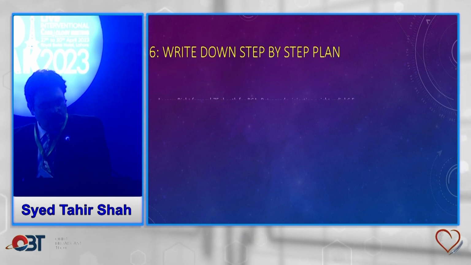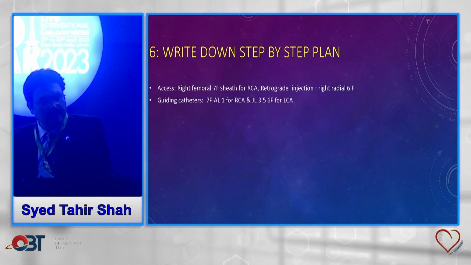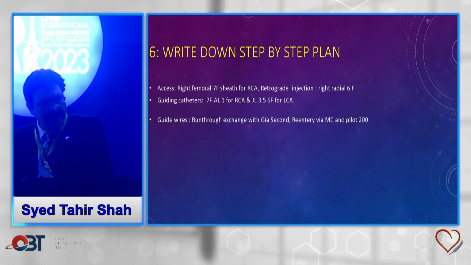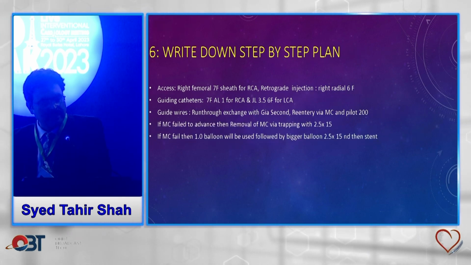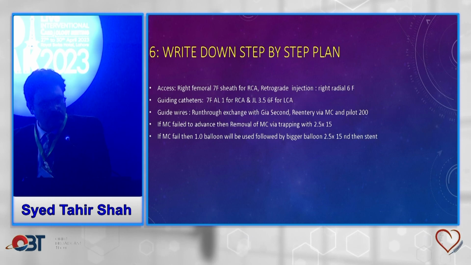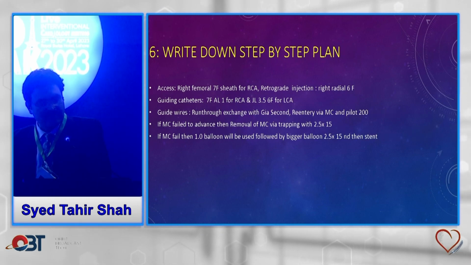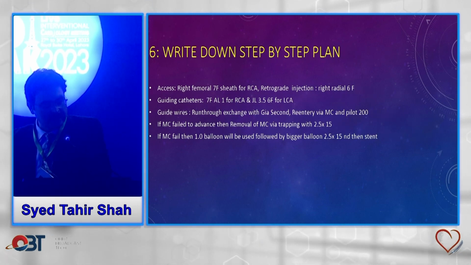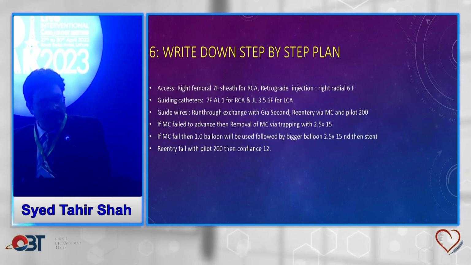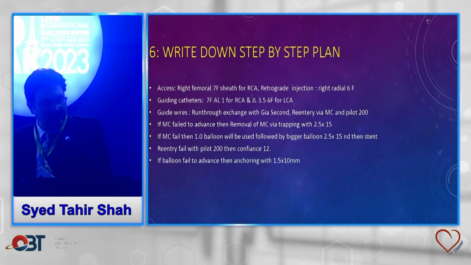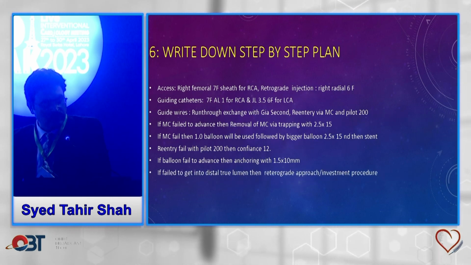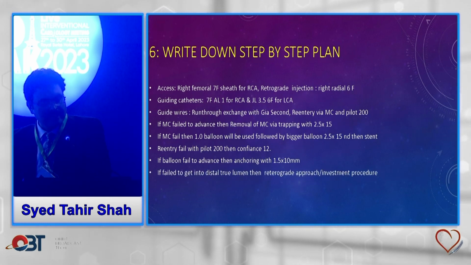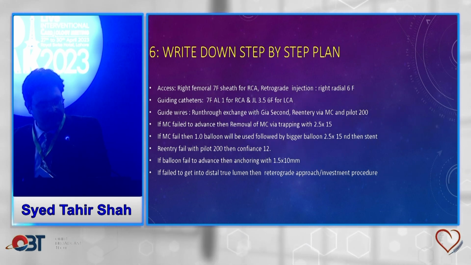Then what we do: write a step-by-step plan. Access, guiding catheter, guide wires. If the microcatheter fails to advance, remove the microcatheter, wire trapping with 2.5 to 1.5 in case of 7 French and 2 in case of 6 French. If the microcatheter fails, one balloon, bigger balloon, and then if it fails, Pilot 200 for re-entry and Confianza 12 again for re-entry. If it fails to advance, anchoring with 1.5, and the balloon will be anchored in the side branch.